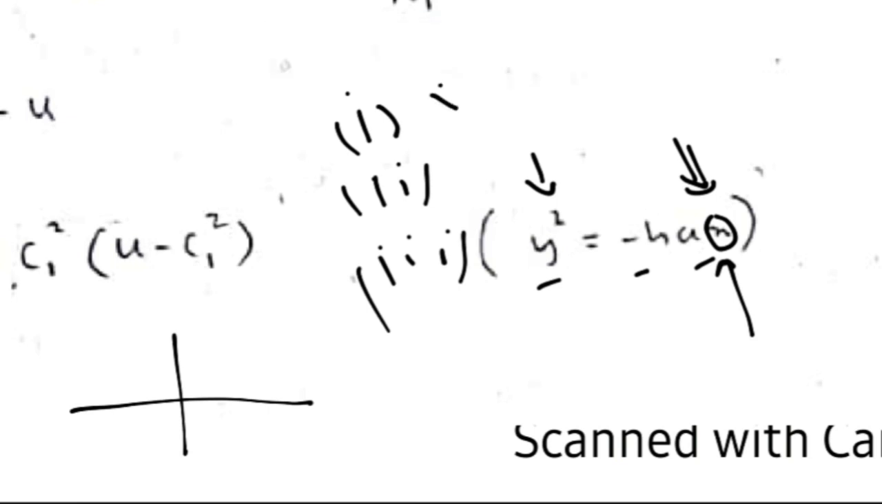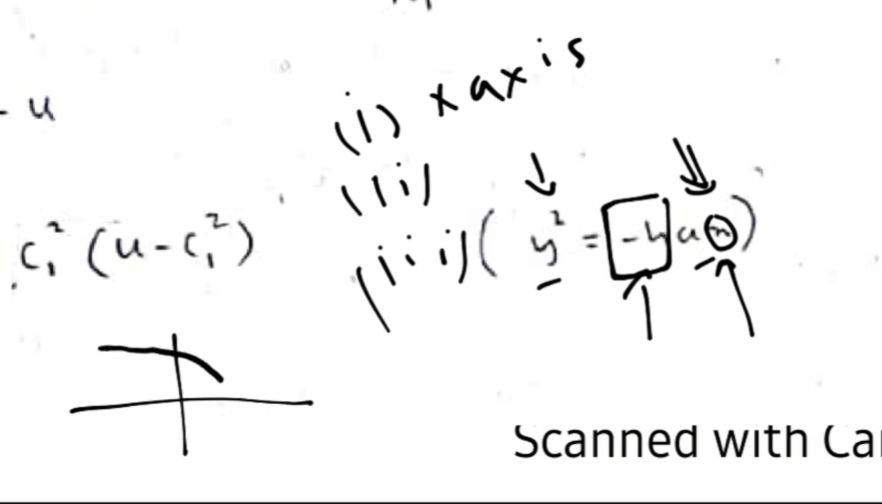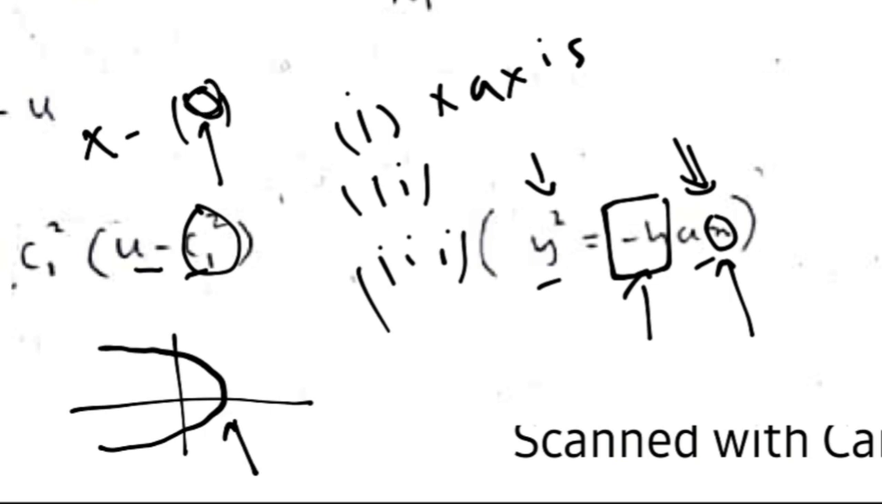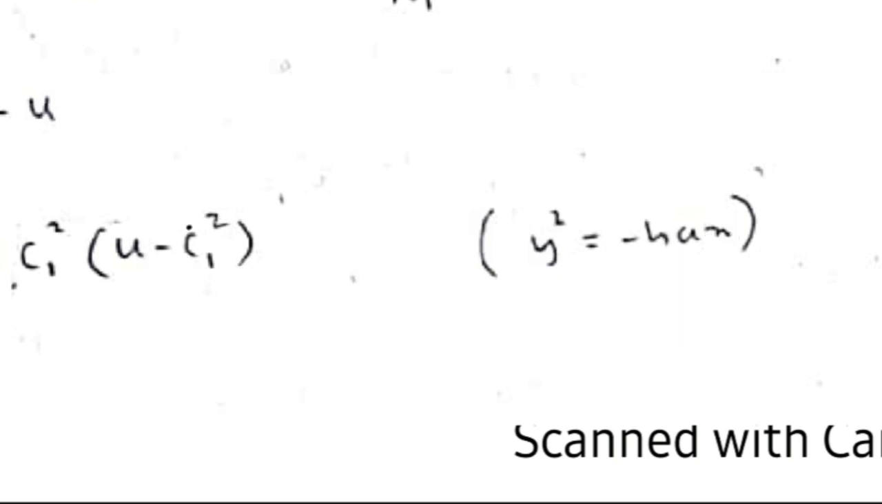So the first point is it's symmetric to the x-axis. Second one, even if it's symmetric to the x-axis, we need to know if it's coming from the negative direction or the positive direction. For that you need to look at the coefficient; it's minus 4ax, meaning it's coming from the negative side. And where it will be intersecting is the third point. You have to see in the equation u minus c1 square, it should be of the form x minus something. That value will give us the point where it's intersecting. So in our case it is c1 square.